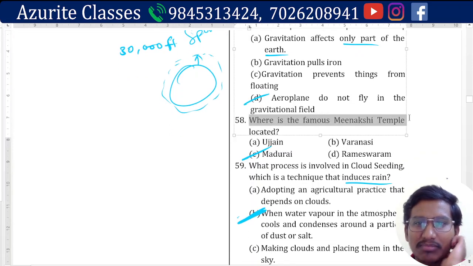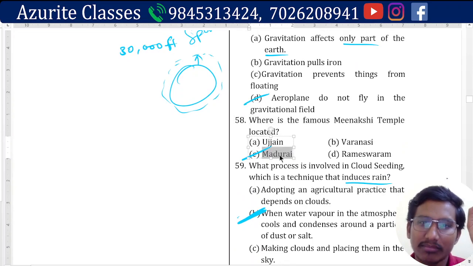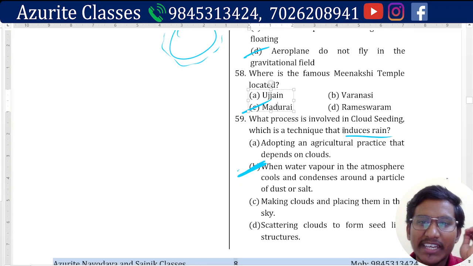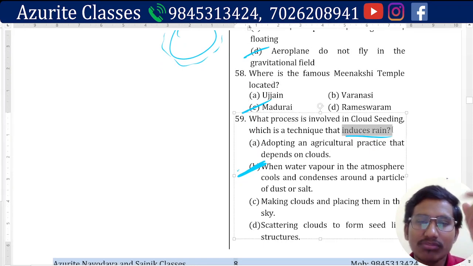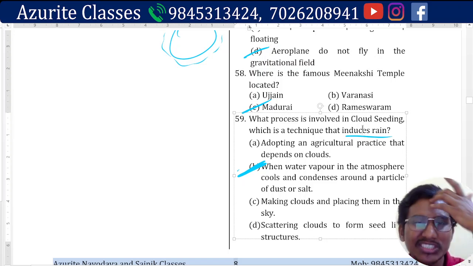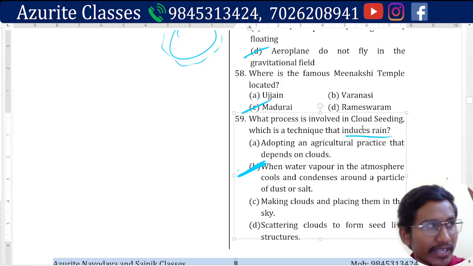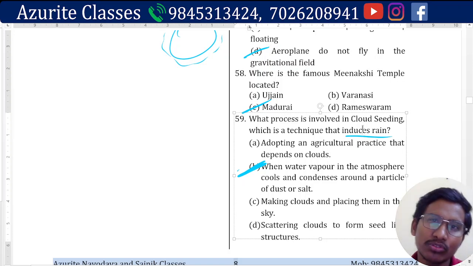Now 58. Where is the famous Meenakshi temple? So it is in Madurai, that is Tamil Nadu. Okay. Now 59. So induced rain. Induced rain means we make rain, right? By artificial means. So there is a discussion going on in Delhi, right? There is so much pollution in Delhi. So they want rain so that the pollution can come down with the rain.